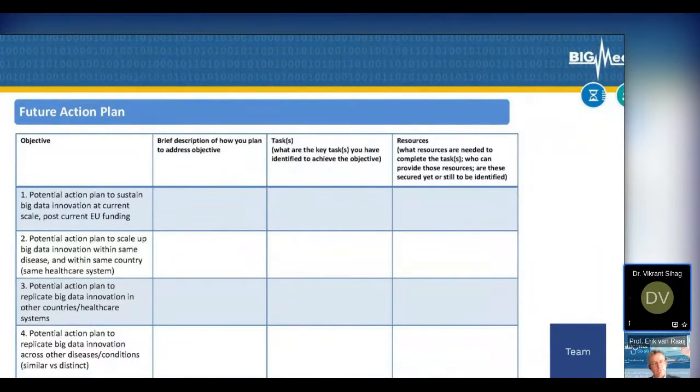The third objective then each pilot team had to think about was how they could replicate the big data innovation in other countries or healthcare systems. So they had to think about the other countries or the other healthcare systems, and some of the teams focused only on a particular disease, as some of the pilots focused on a particular disease.